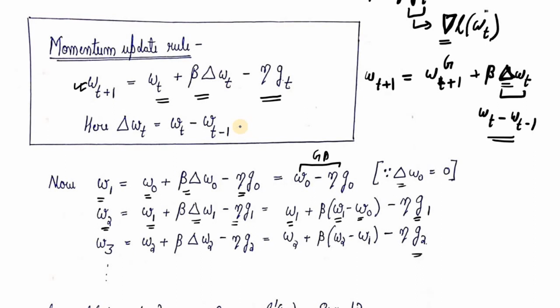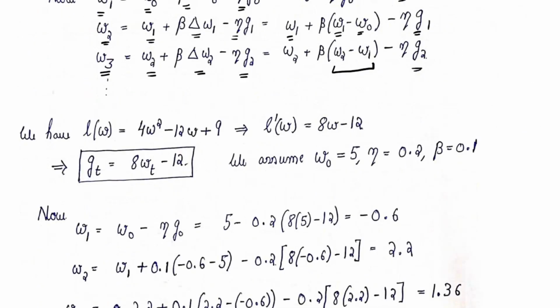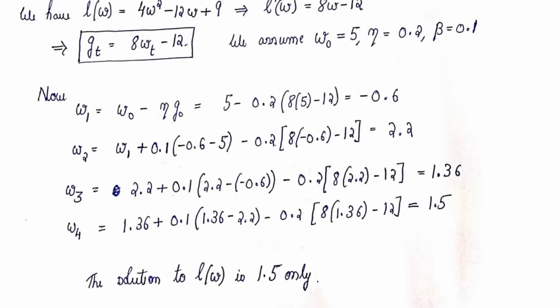Now this will help us form W3, which we can do by considering the momentum update rule and putting t as 2. We have W2, we have beta delta W2, eta times G2, and this delta W2 is W2 minus W1 as mentioned in the formula, and G2 we determined a step before, as soon as we were able to find W2. We proceed iteratively, and this is how we apply it in the example which we selected.